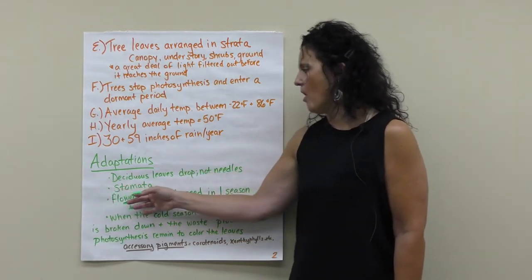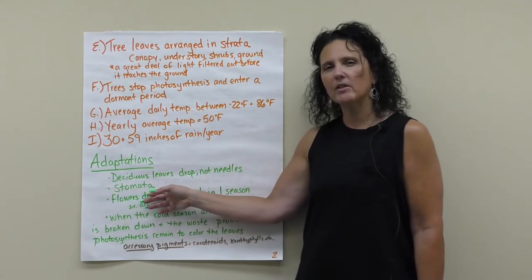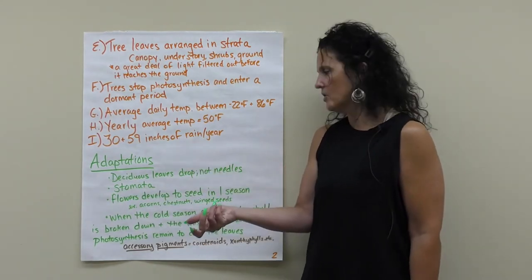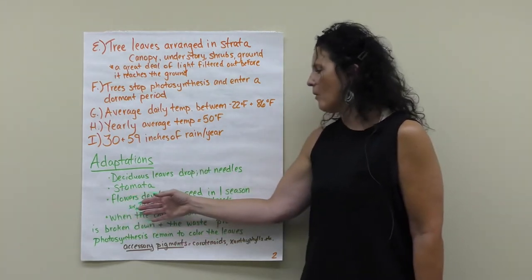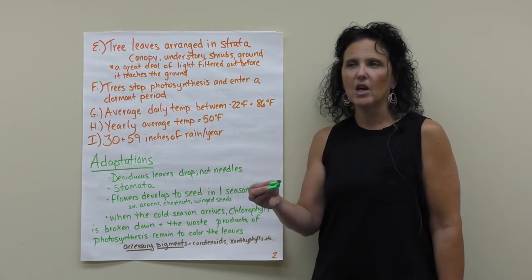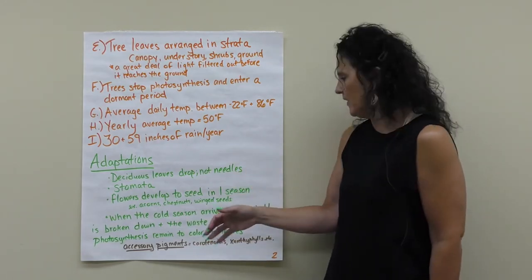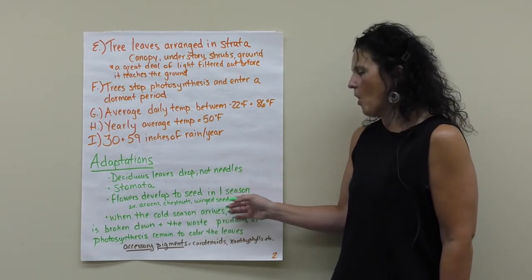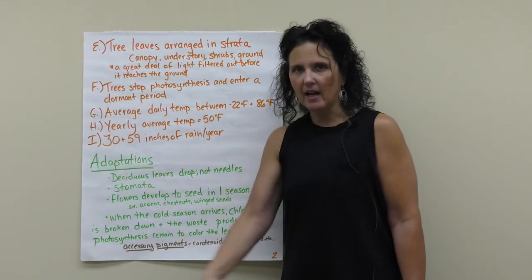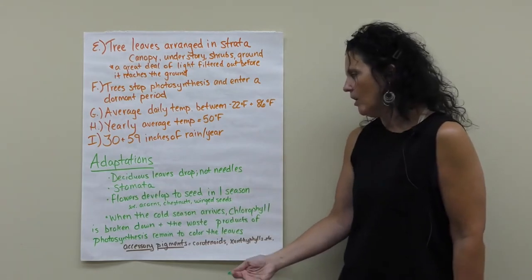We talked about stomata the last time. Those are those little openings on the bottoms of the leaves that allow for the gas exchange between carbon dioxide and oxygen. Also, we have flowers that develop into seeds, right? We have little seeds within flowers, and you have pollen within the flowers and things like that in just one season. So we don't have to wait. We have a flower that goes to a seed that the next season will grow again into a flower, right?